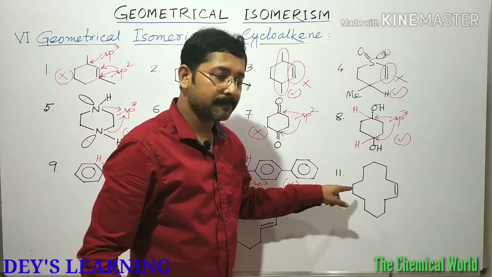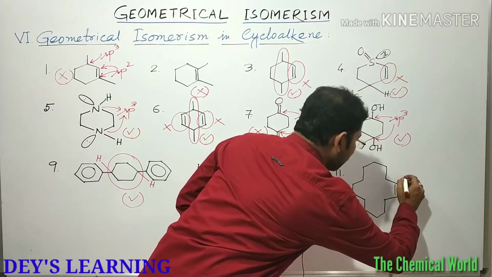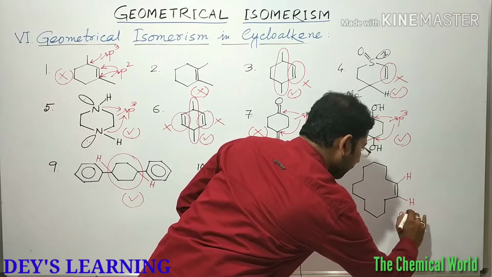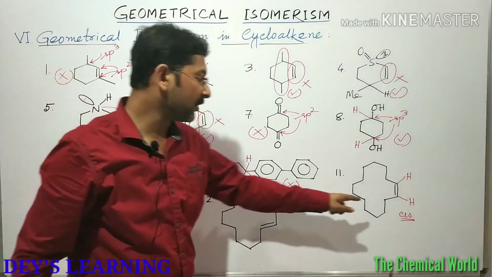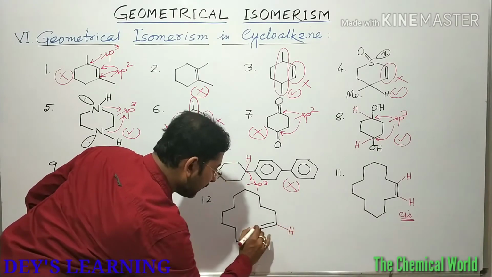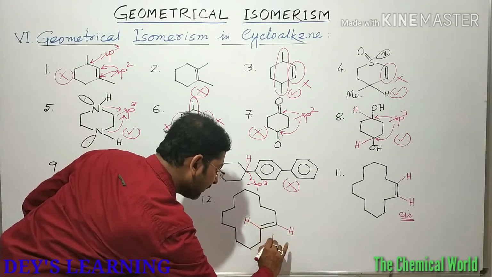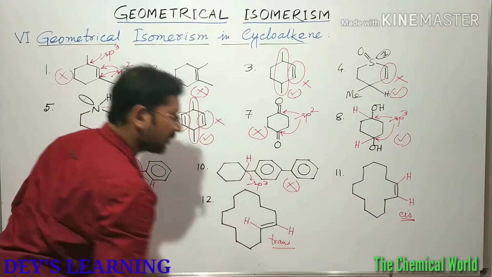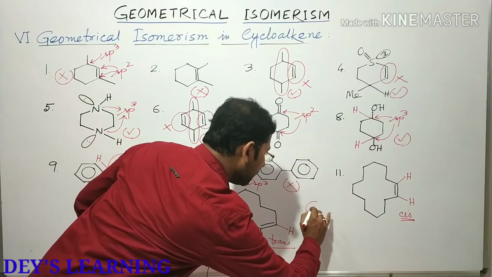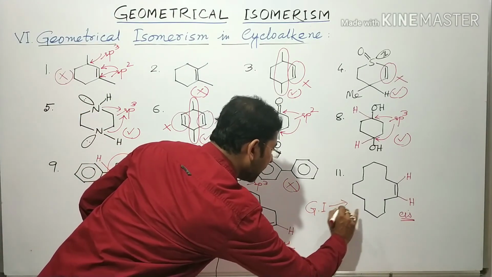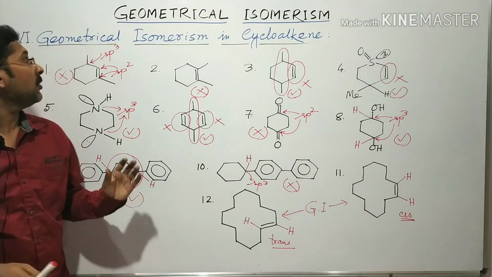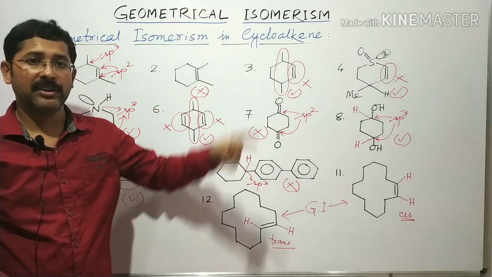In compound 11, look at here, in this compound, the 2 hydrogen atoms are present in the cis configuration. So this is the cis form, but in compound 12, these 2 hydrogens are in the trans configuration. So this is trans. These 2 are the 2 geometrical isomers, this one and this one. Okay, this is all about geometrical isomerism in cycloalkenes. Thanks a lot.